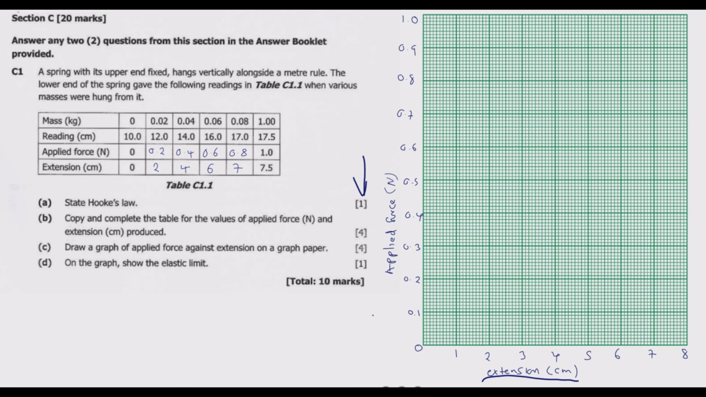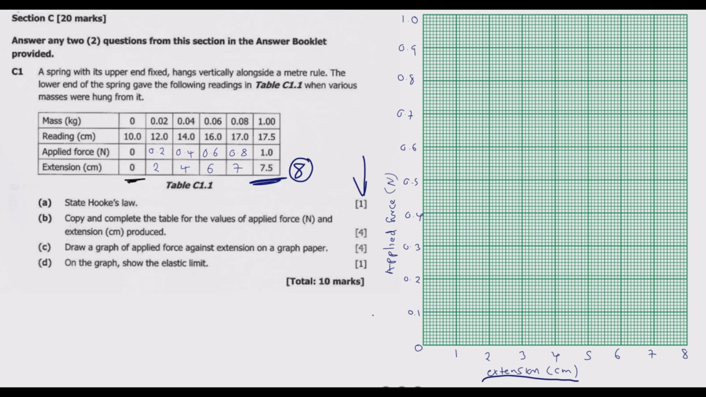Then make sure that you use a uniform scale. As you will notice, the centimeters are increasing in intervals of 1 unit, from 0 to 1, 1 to 2, 2 to 3, then 3 to 4, all the way up to 8. Why 8? The maximum extension here is 7.5, so the highest we can go is 8, because we don't need 10. Similarly, applied force is increasing in intervals of 0.1 unit, from 0.1, 0.2, all the way up to 1 newton. Then we can start plotting.